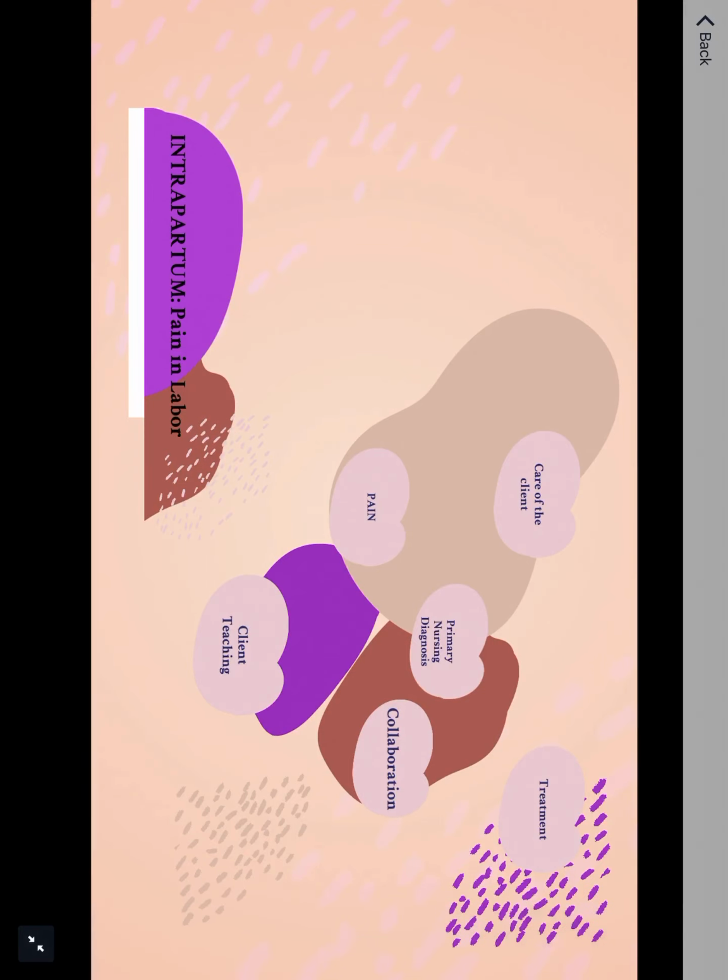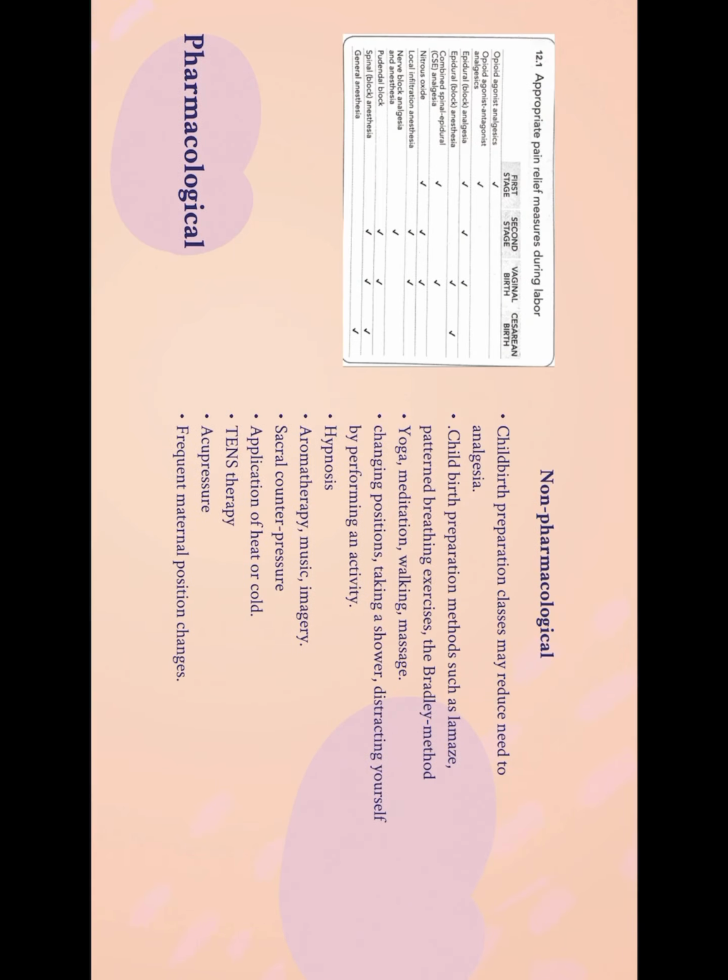So next we're going to go down to treatment. Non-pharmacological treatments for pain during labor would be childbirth preparation classes, which may reduce the need for analgesia. Childbirth preparation methods such as Lamaze, patterned breathing exercises, or the Bradley method. Yoga, meditation, walking, and massage. Changing positions, taking a shower, or even distracting yourself by performing an activity.